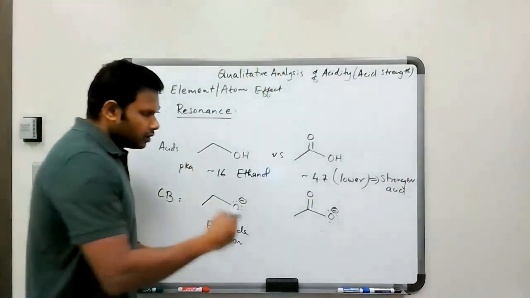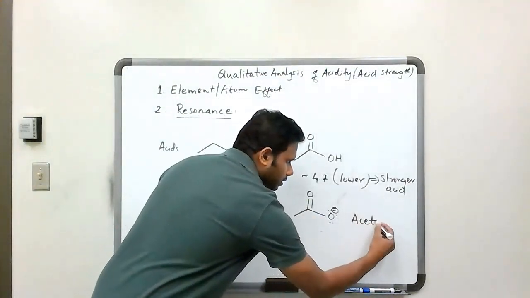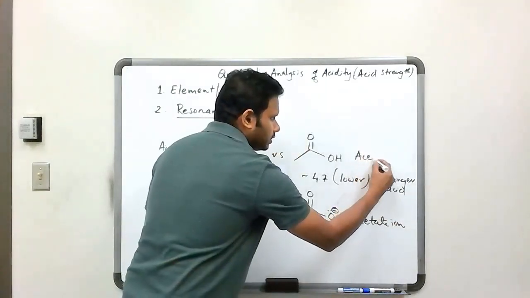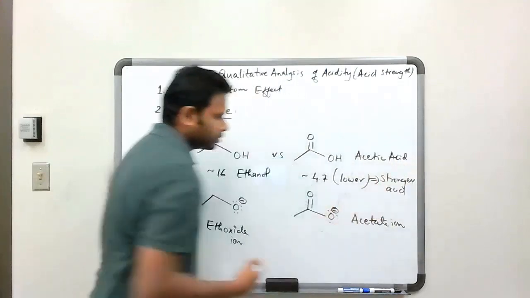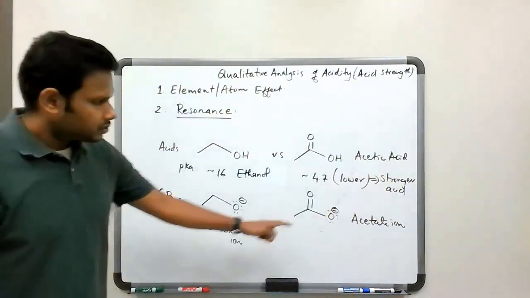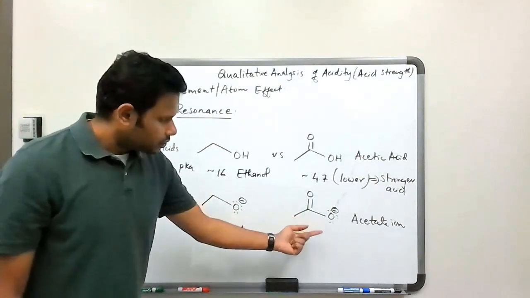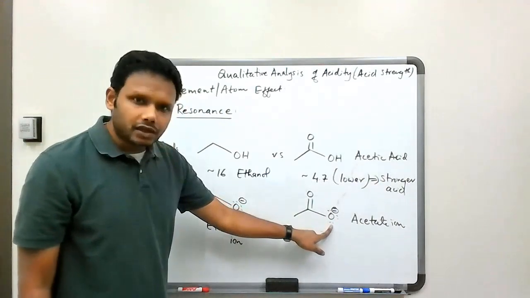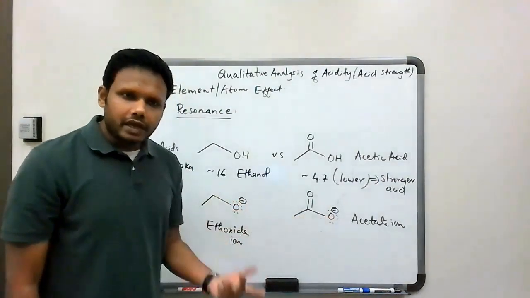Okay, going to the second conjugate base, this conjugate base is called an acetate ion. And we know this is acetic acid. We've seen this molecule a couple of times already. Okay, so that's the acetate ion. So when you compare the ethoxide to the acetate, what you notice in the acetate ion is that the negative charge is again on an oxygen atom.